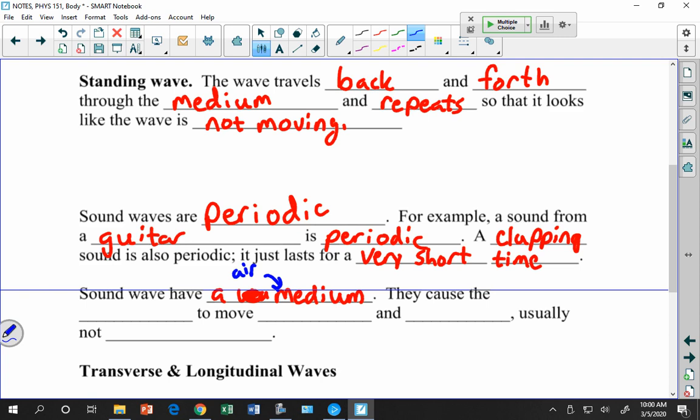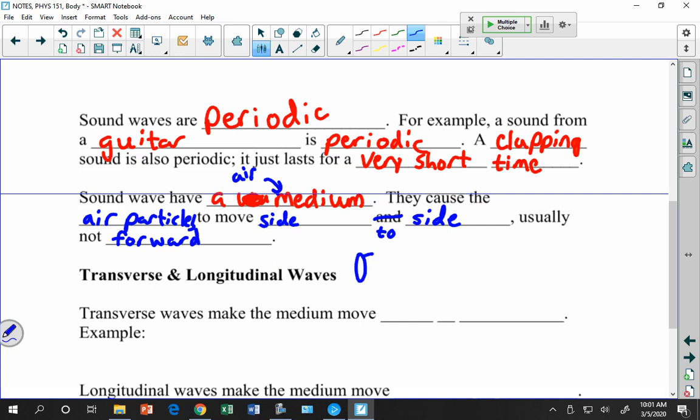The sound waves cause the air particles to move side to side. Oh, this should be 2. Side to side. Usually not forward. So I'll show you a video about this later, but if you imagine that I have a speaker that's producing a sound wave, and there are these air molecules all throughout the space in front of it, these air molecules are going to be moving back and forth, oscillating back and forth as that sound wave travels. But this air molecule right here is not going to mysteriously appear over here. It's not going to be pushed forward. It's the same with water waves, right?